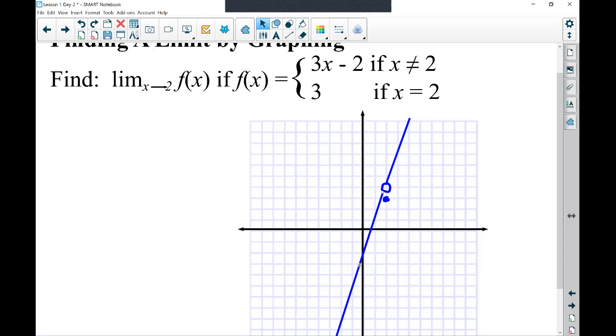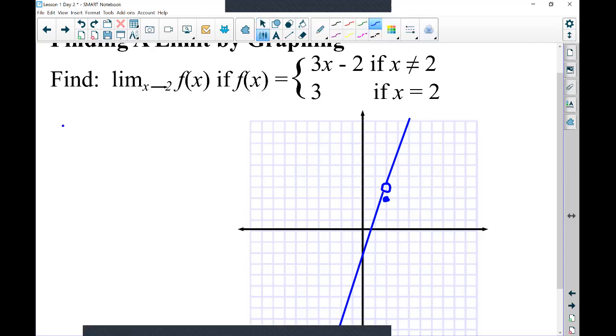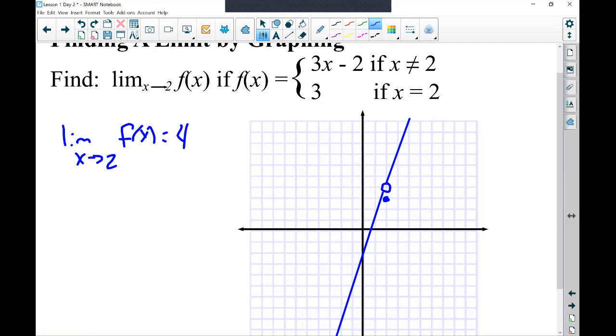And you'll see if my fingers don't come together, then I just say the limit does not exist. So in this case, the limit as x approaches 2 is 4, even though f of 2 is actually equal to 3. So the limit does not have to always equal the function value. Usually it does, but it doesn't have to.